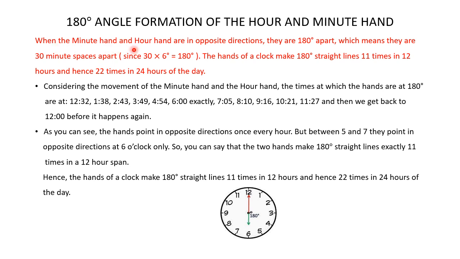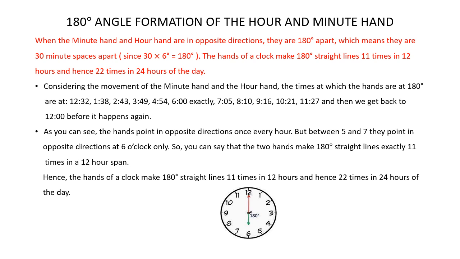Now, when the minute hand and the hour hand are in opposite directions, they are 180 degrees apart, which means they are 30-minute spaces apart. Because we know 1 minute is 6 degrees, so 30 minutes would be 180 degrees. Now look at this diagram. Here you can see that the minute hand and the hour hand are pointing in opposite directions and they are forming a straight line. Clearly the angle between the two hands is 180 degrees and also they are 30-minute spaces apart.